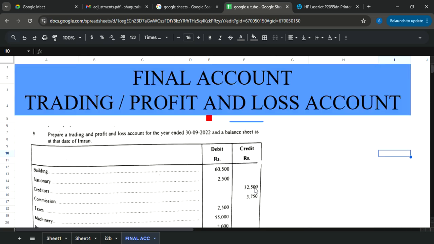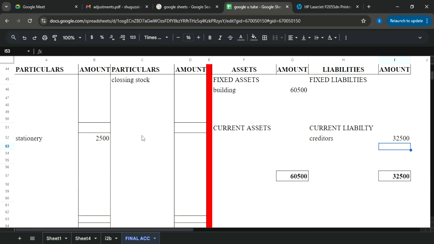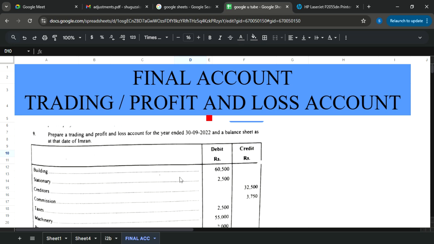After creditors, we have commission. Please note commission is written on the credit side. I have told you rent, discount, commission, interest. We'll have to decide whether that is an expense or income. Since it is written on the credit side, this would be considered as your income, and we will select it over here. Now we'll see the amount of commission is 3750.